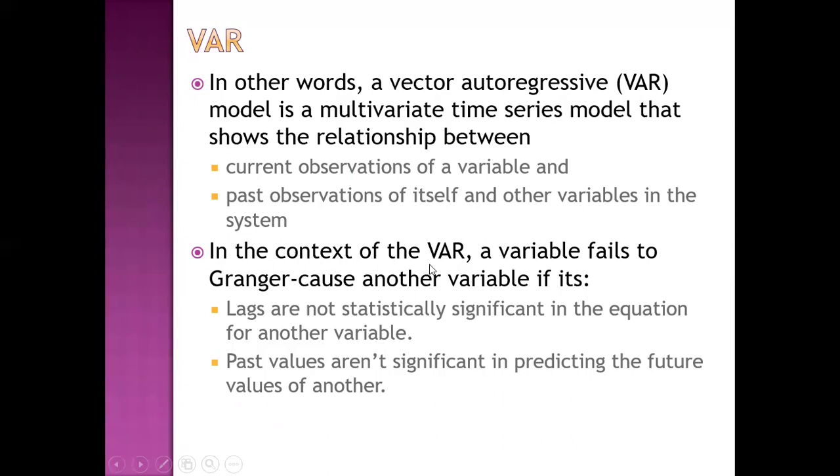In the context of the VAR, a variable fails to Granger cause another variable if its lags are not statistically significant in the equation for the other variable. Past values aren't significant in predicting the future values of the other variable.